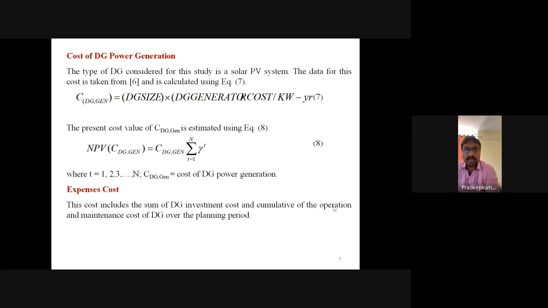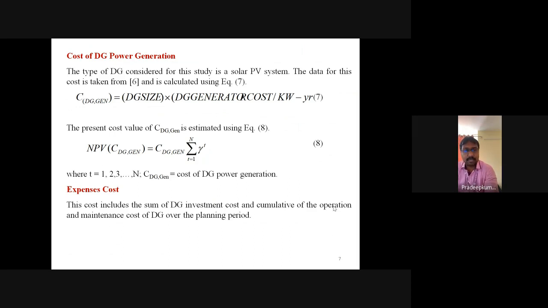The present cost value of DG generation is estimated as NPV of C DG generation is equal to C DG generation into sigma of T is equal to 1 to N gamma T. We know that T is equal to 1, 2, 3 and so on up to N, and cost of DG generation is equal to cost of DG power generation.